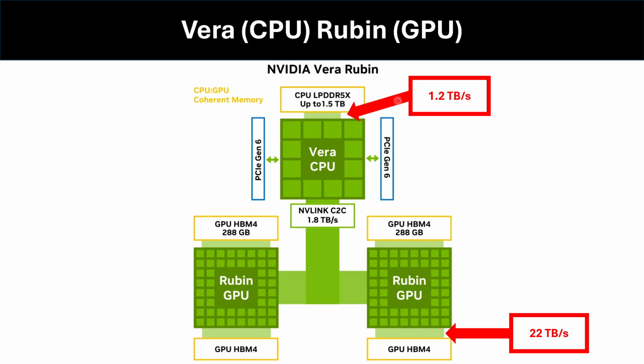What is the new thing to be seen here? It is 1.2 terabytes per second memory bandwidth between the CPU or system memory and the Vera GPU. And in the previous case, it was, I think, 480 gigabytes per second. So it's more than, I think, doubled.